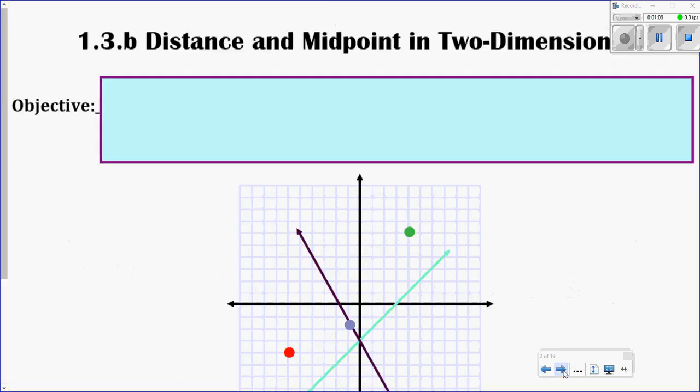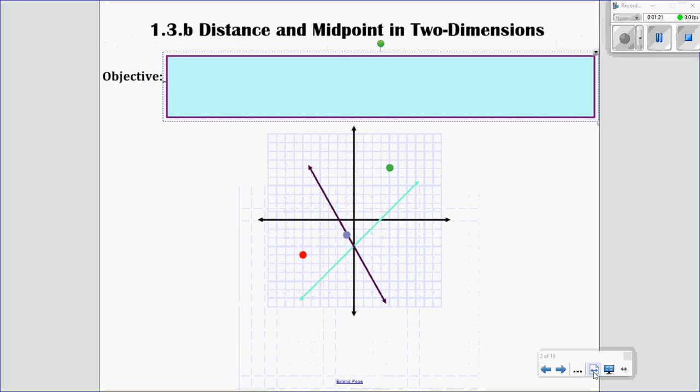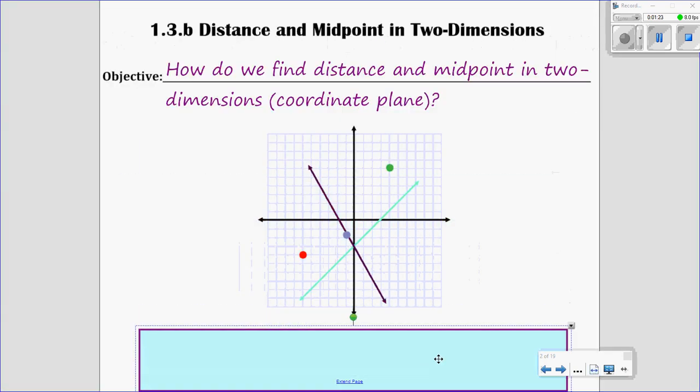All right. So the next lesson is distance and midpoint in 2 dimensions. So 2-dimensional. So the objective for today is how do we find distance and midpoint in 2 dimensions on the coordinate plane?